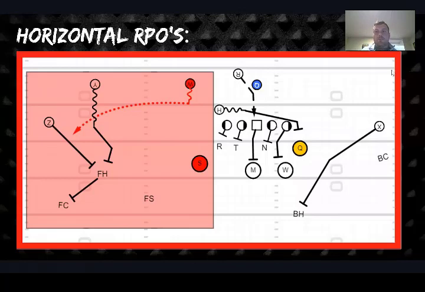So taking a look, first thing I want to do is just define RPOs. RPOs can either be horizontal or vertical. They could be full or half field, and you can kind of combine those. So this would be an example of a horizontal RPO. We're throwing the ball behind the line of scrimmage. You see this a lot, especially in the Canadian game. You can throw the slip as well.